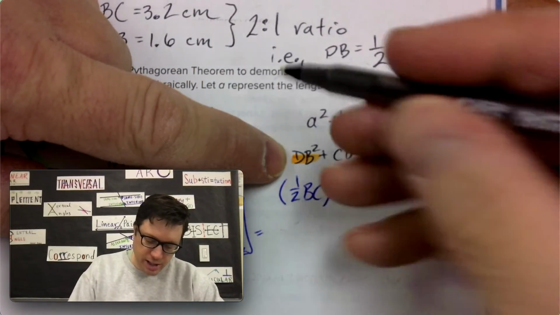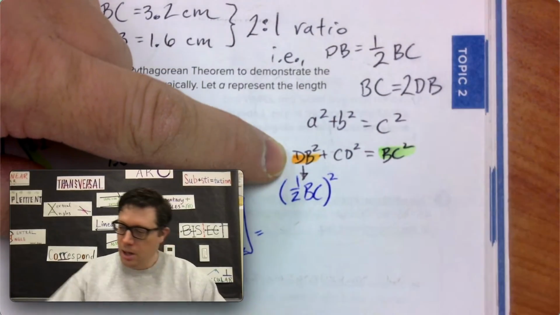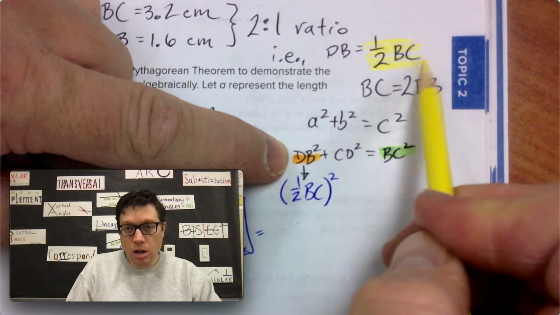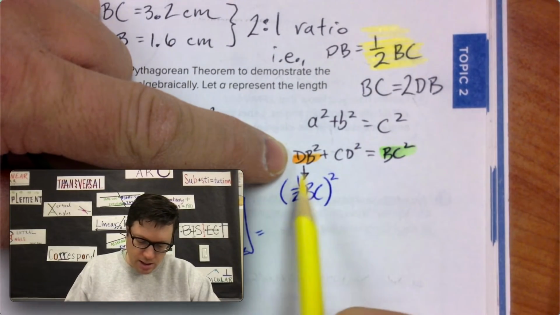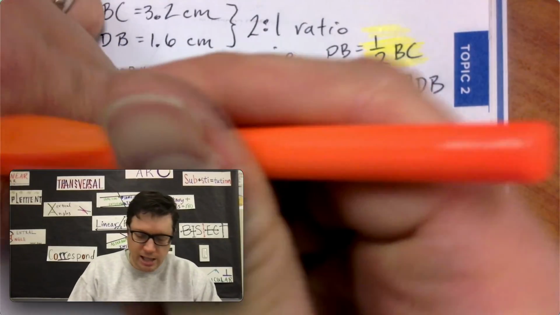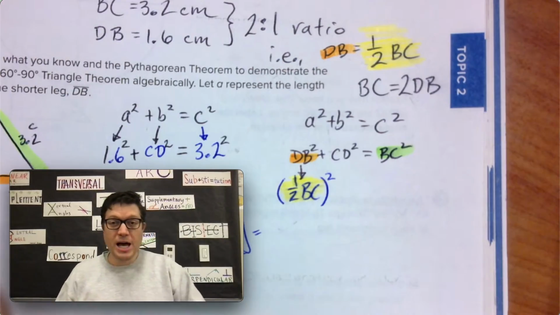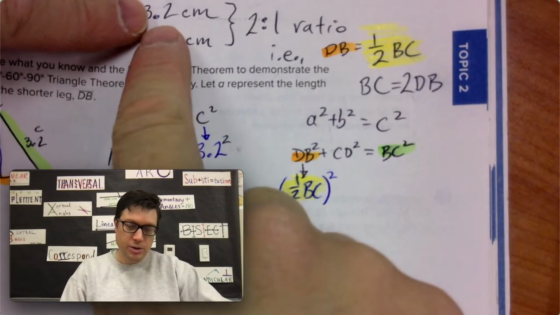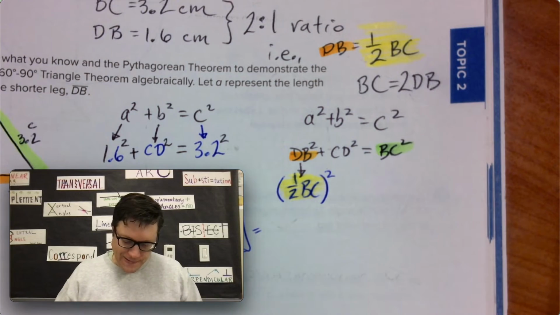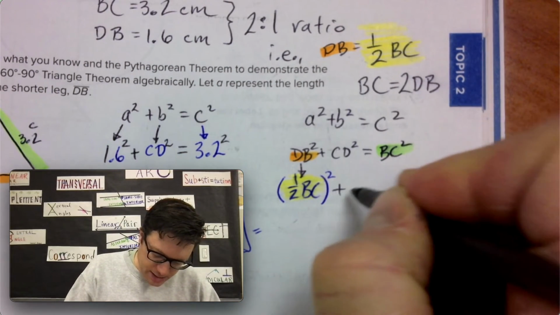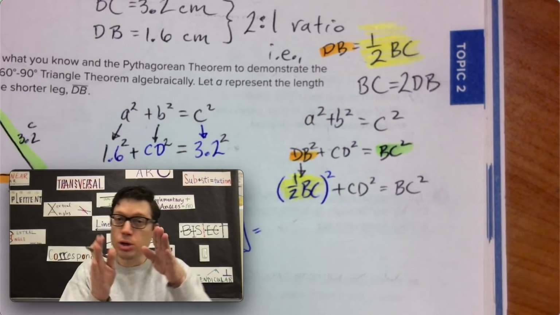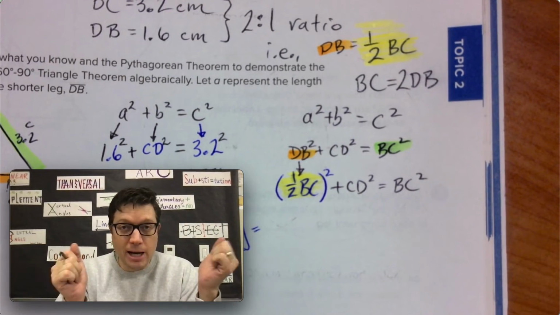So I'm going to put the square outside. And this is just straight up a substitution based upon what we did up here, right? All of this, I'm going to replace DB because DB is highlighted orange. And it's that connection between how this number is twice as big as this one, or this number is half as big as this one. Okay, plus CD squared equals BC squared. The goal is to get CD by itself.